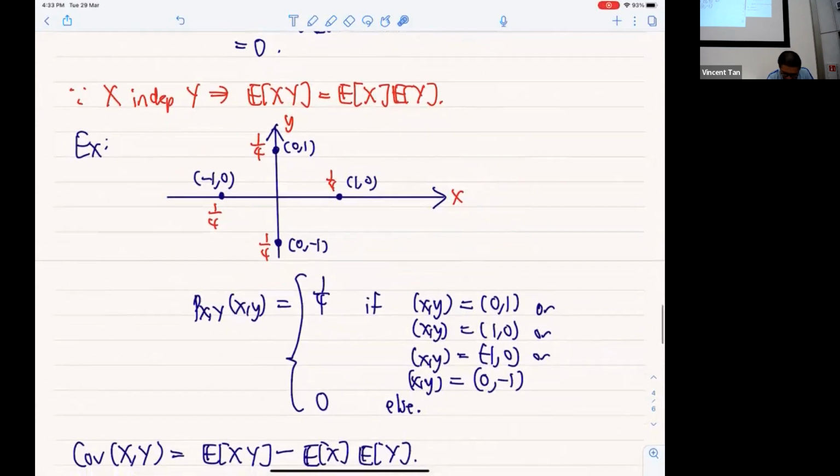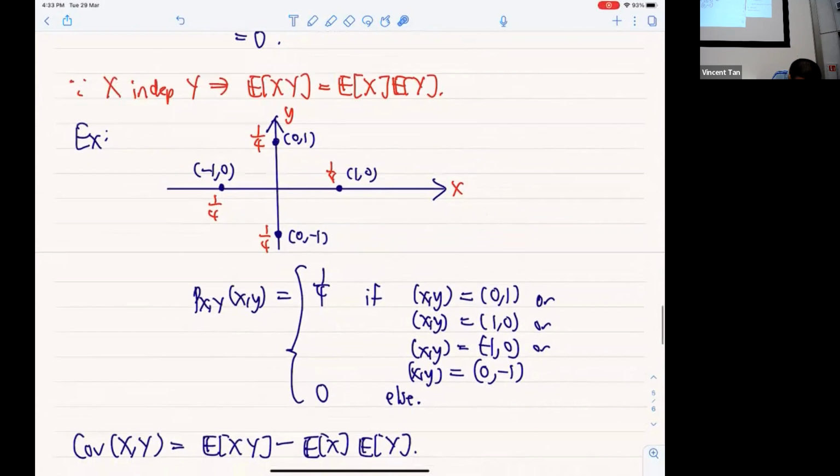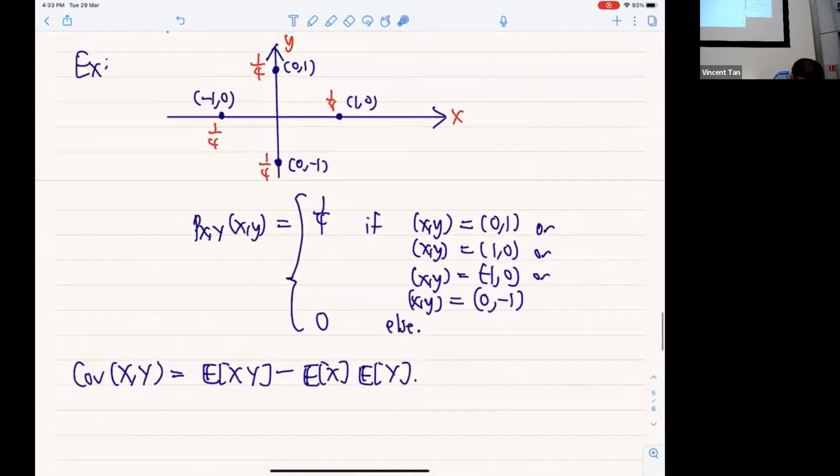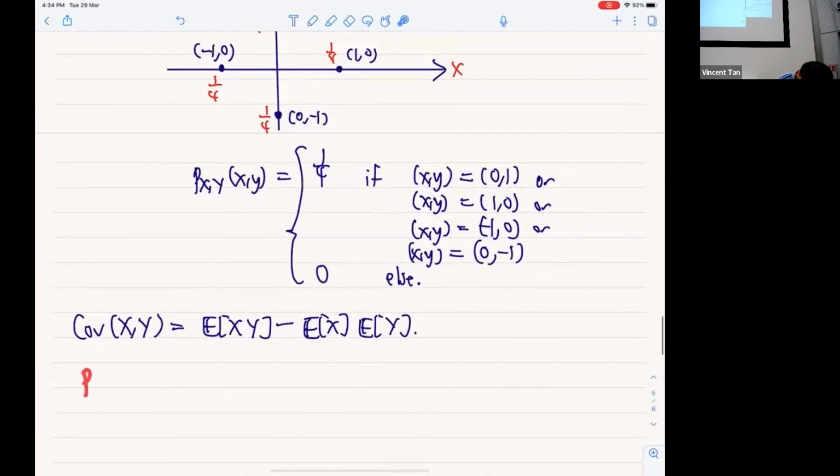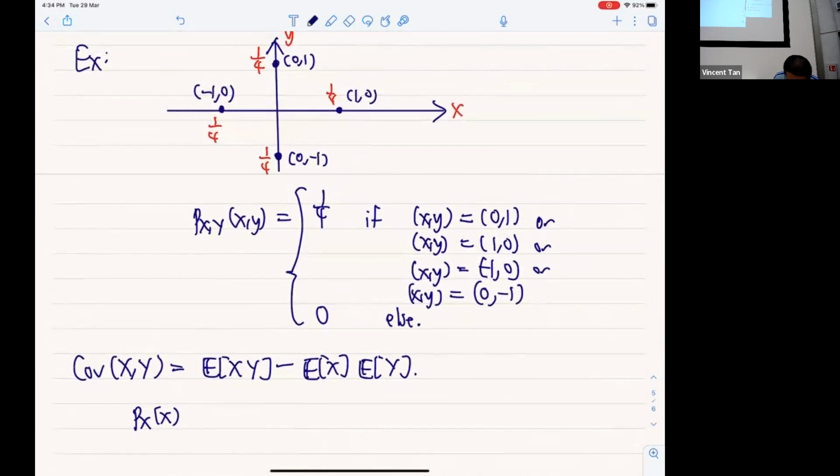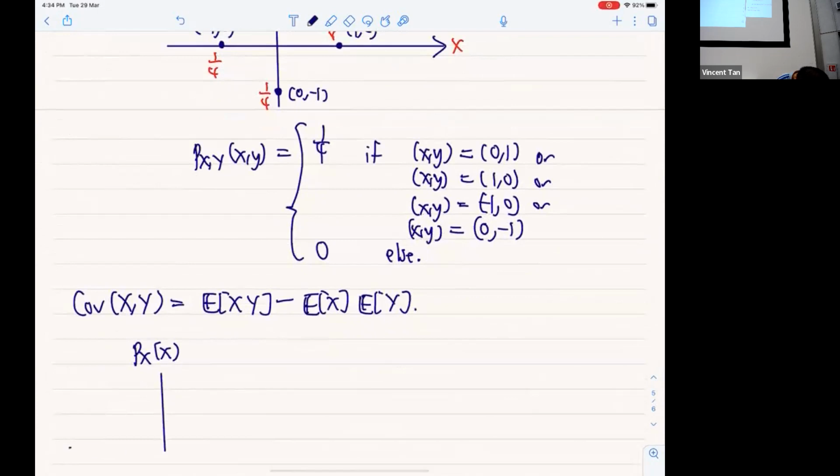So we are now looking at the expectation value of X. Let's do it slowly. Let's find the marginal PMF of X, so P of X. X can only take on 3 values: -1, 0, or 1. So we can actually draw it. Here we have half at 0, and I'm going to explain why it's half, 1 quarter at -1 and 1 quarter at 1.